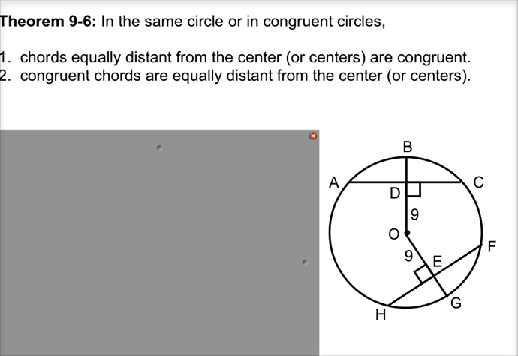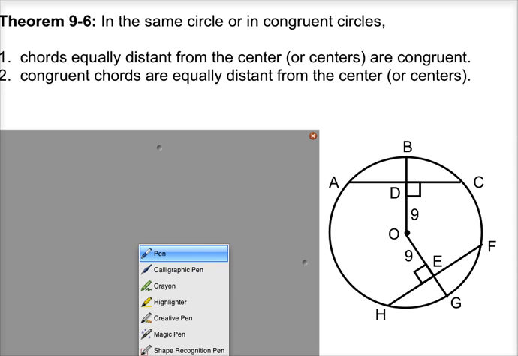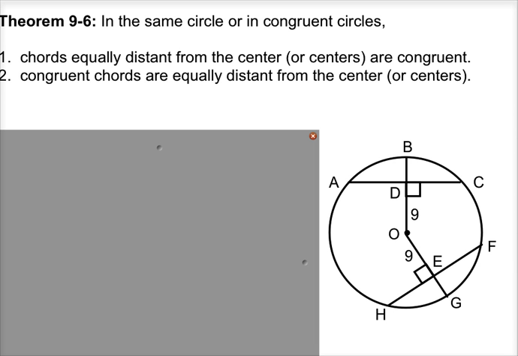So if I look at the diagram down to the right here, what I'm noticing is this. From O to D is 9, from O to E is 9. Since they're both 9, it's telling me that AC and HF are going to be the same size. Or if I had this in reverse, if I told you that chord AC and chord HF are the same size, then I would know that the distances from the center would be the same.